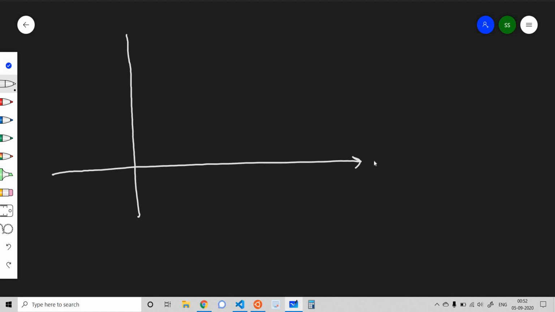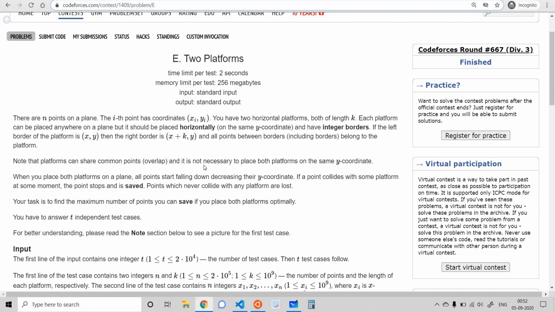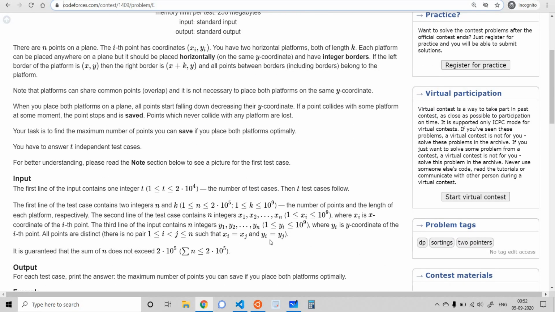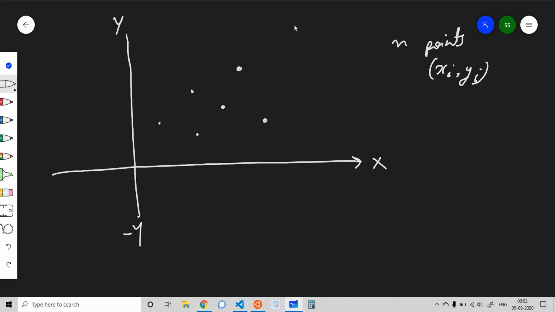So we have a 2D space. We have x and y axis, and we have been given endpoints. We have their coordinates as xi, yi, and they are placed at these locations. See what's the range of these points: 1 to 10 to the power 9. So they are only in this coordinate range.